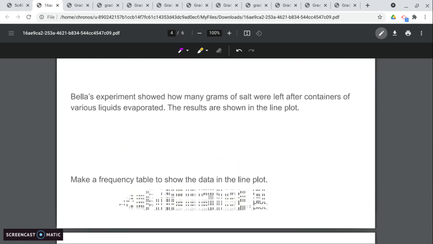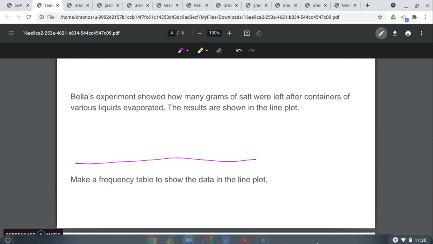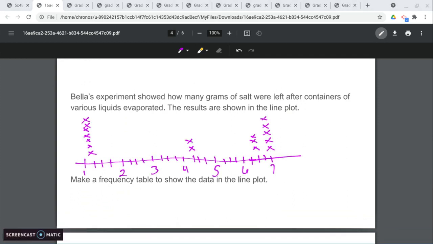All right, Bella's experiment showed how many grams of salt were left after containers of various liquids evaporated. The results are shown in the line plot. So I'm going to draw out this line plot. So give me just a moment. This is our line plot for this.